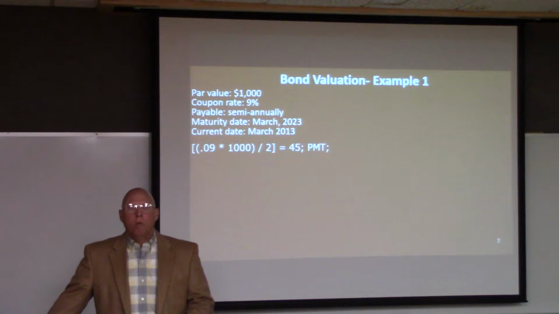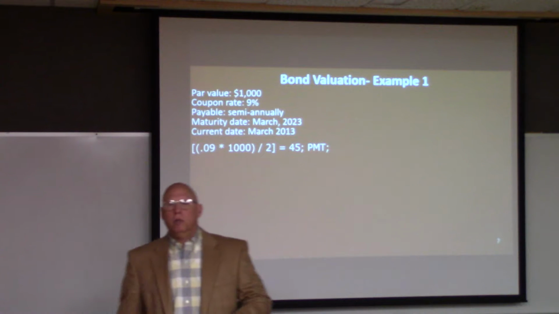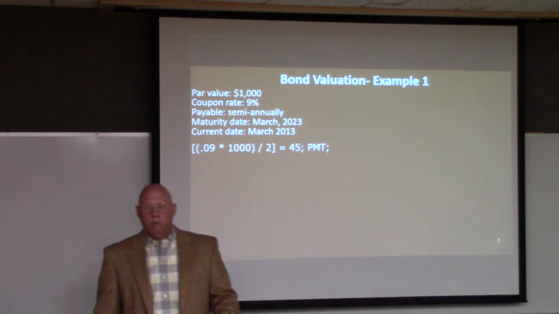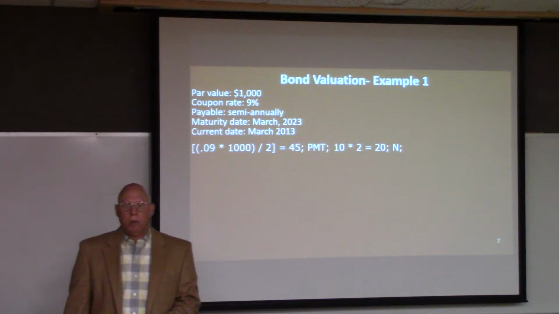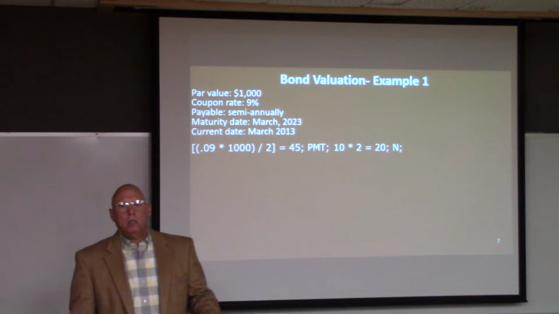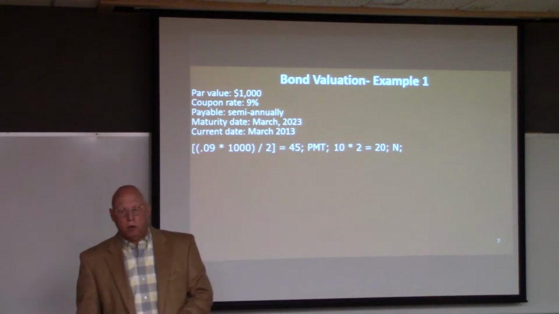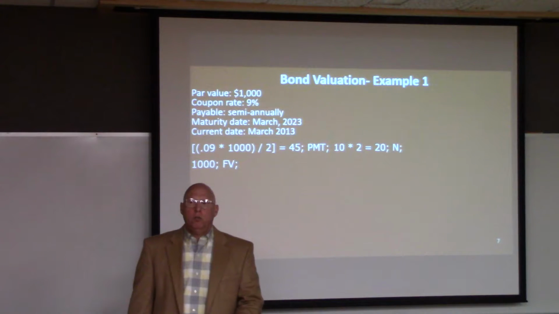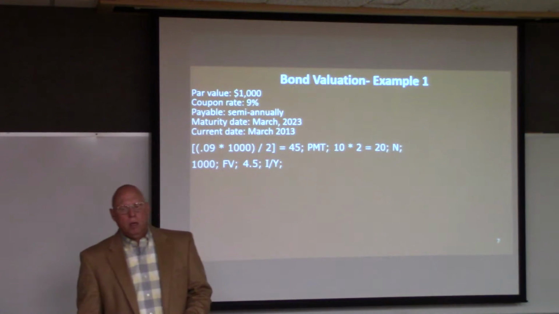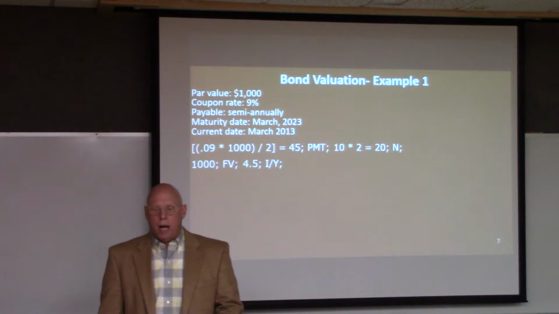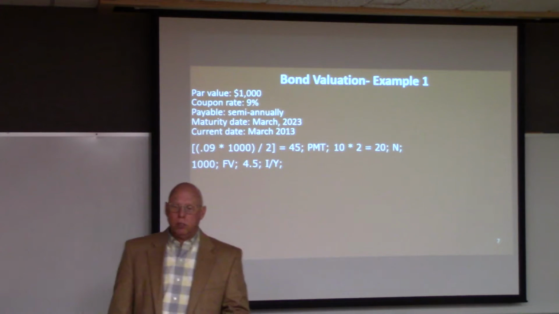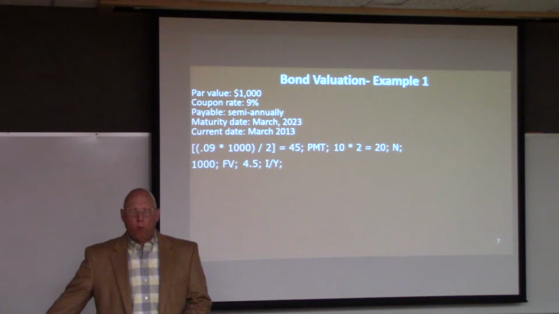All right, so we'll find the payment, $45, as I said, the coupon rate times the face value divided by 2. 10 years till maturity times 2 payments per year is 20, and that's our N. 1,000 is our future value. We're going to get that back at the end. 4.5 is our I/Y. That's the market rate. The market rate and the coupon rate happen to be the same amount at this point in time. So the market rate divided by 2, 4.5, is your I/Y. Compute present value, and we get $1,000.